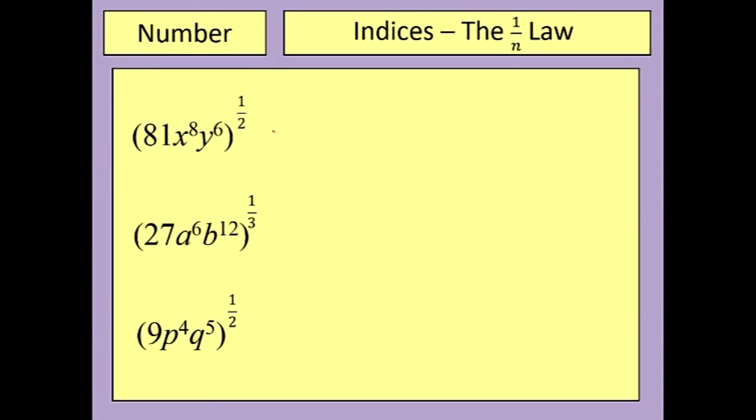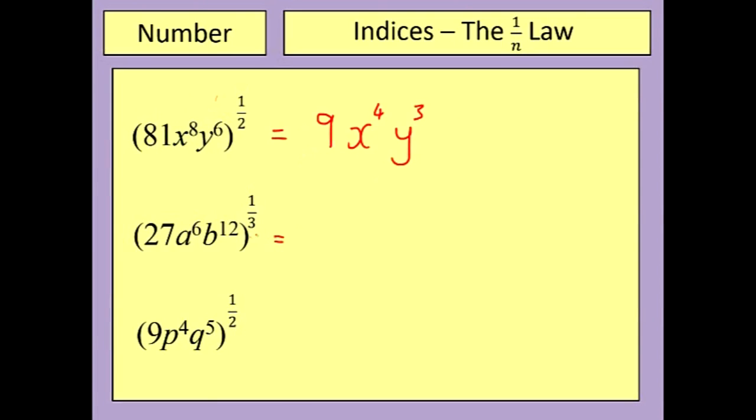Okay, here are the answers. So first of all, we're going to deal with this number at the front, 81. We'll square root that. The square root of 81 is 9. And then we're just going to half the power of everything else in the question. So half the power of x to the 8 is x to the power 4, and half the power of y to the 6 is y to the 3.